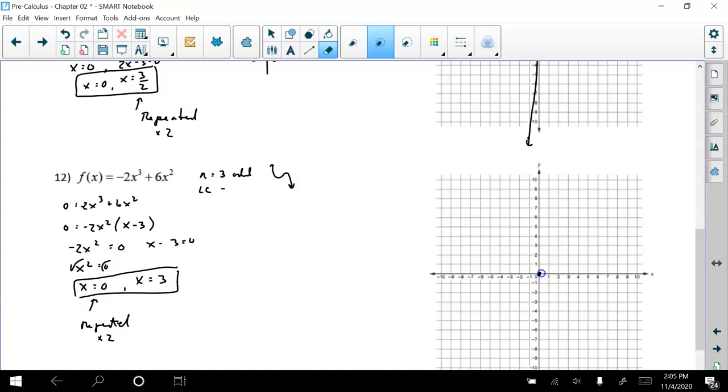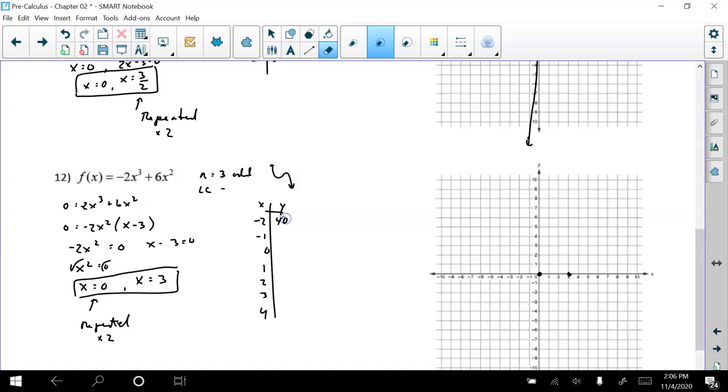So at 0, 0, it's not going to go through the x-axis there. It's just going to touch the x-axis there. And we have another x-intercept at 3. So now we can make a table: -2, -1, 0, 1, 2, 3, 4. Remember, the calculator is doing all the hard work for us.